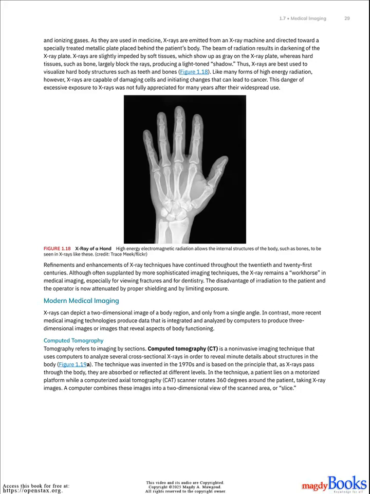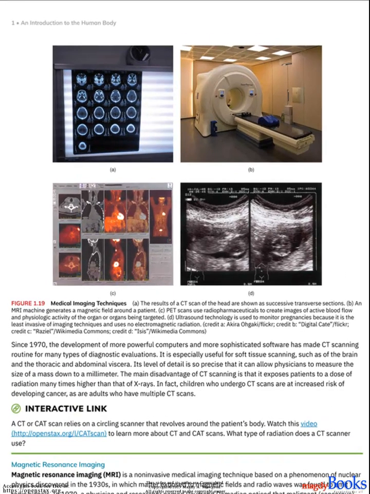Figure 1.19a. The technique was invented in the 1970s and is based on the principle that, as X-rays pass through the body, they are absorbed or reflected at different levels. In the technique, a patient lies on a motorized platform while a computerized axial tomography, CAT, scanner rotates 360 degrees around the patient, taking X-ray images. A computer combines these images into a two-dimensional view of the scanned area, or slice. Figure 1.19. Medical imaging techniques. A. The results of a CT scan of the head are shown as successive transverse sections.